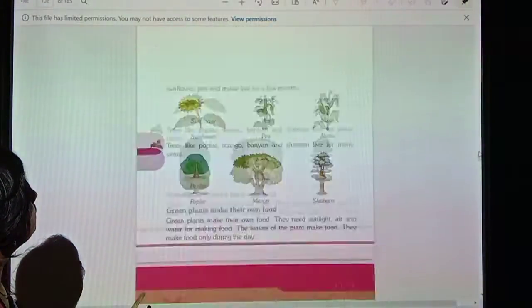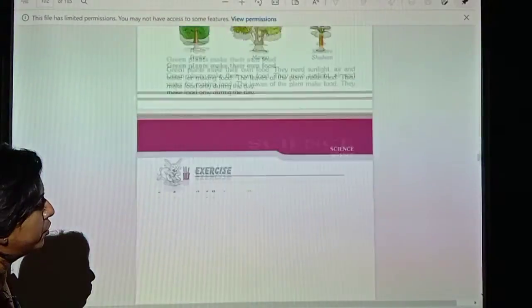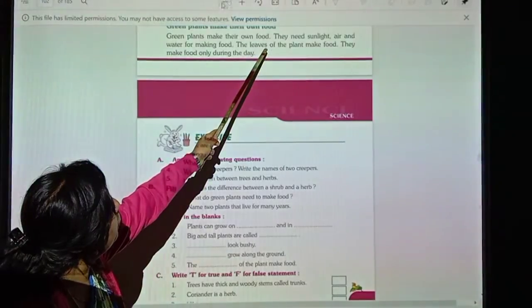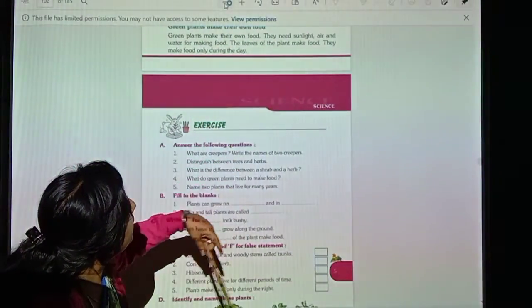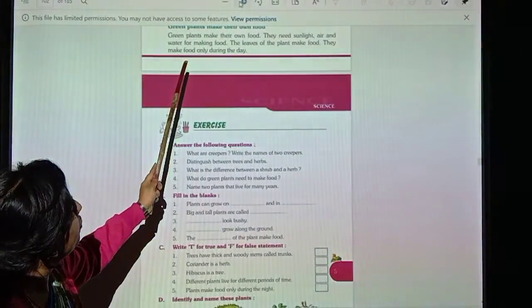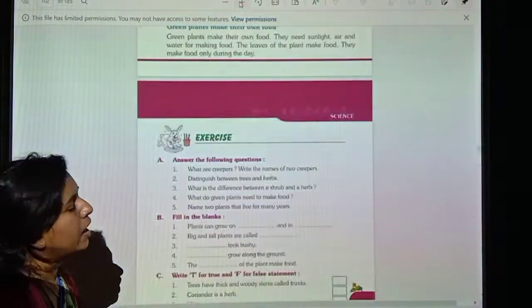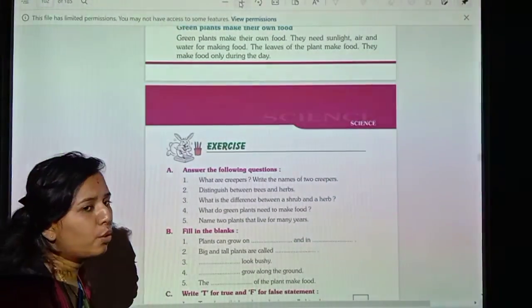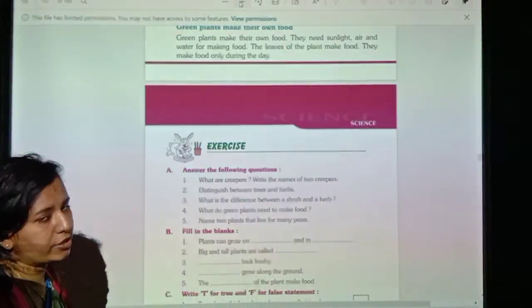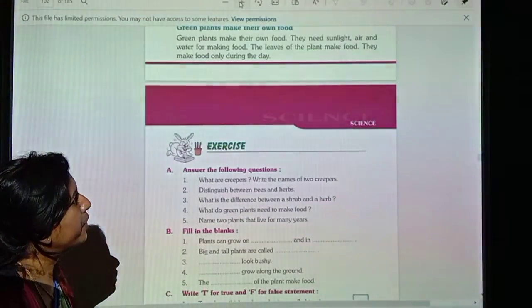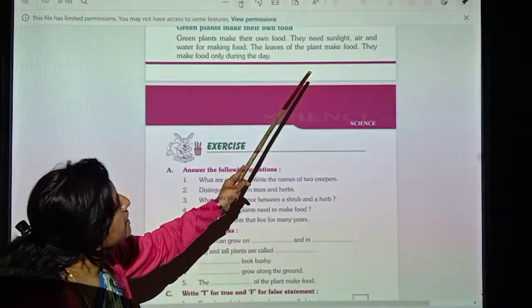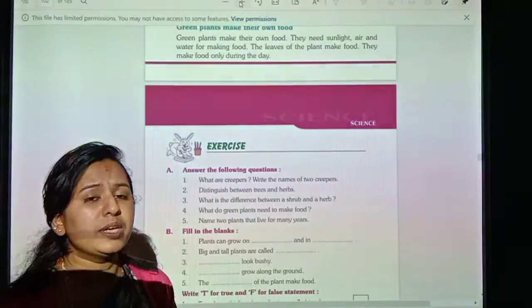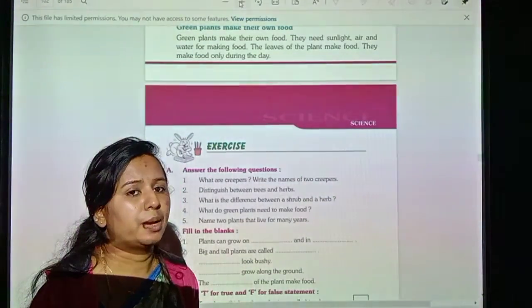Okay, here green plants make their own food. They need sunlight, air and water for making food. So, I told you in the starting, in the introduction, green plants make their own food. They need sunlight, air and water for making food. The leaves of the plants make food. They make food only during the day because the plants will get the sunlight only in the daytime, not in the night time.